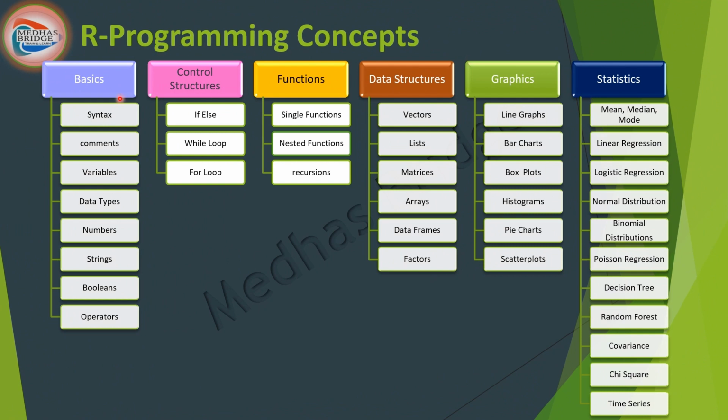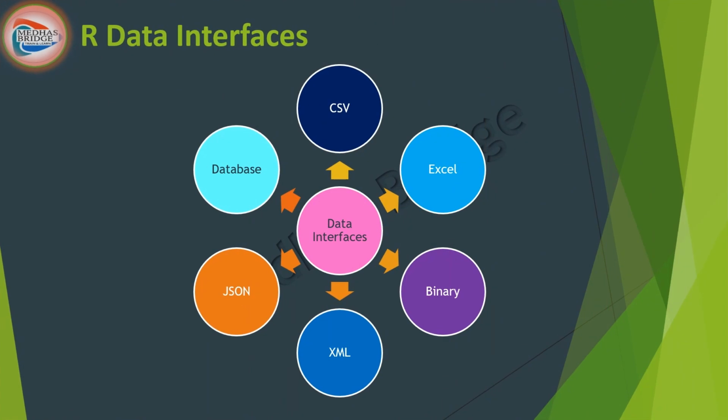R programming concepts. The basic concepts are syntax, comments, variables, data types, numbers, strings, boolean, operators, control structures, if-else, while loop, for loop, functions, single function, nested function and recursion, data structures, vectors, lists, matrices, arrays, data frames and factors, graphics, line graphs, bar graphs, box plot, histogram, pie chart, scatter plot, statistics, mean, median, mode, linear regression, logistic regression, normal distribution, binomial distribution, Poisson regression, decision tree, random forest, covariance, chi-square and time series.